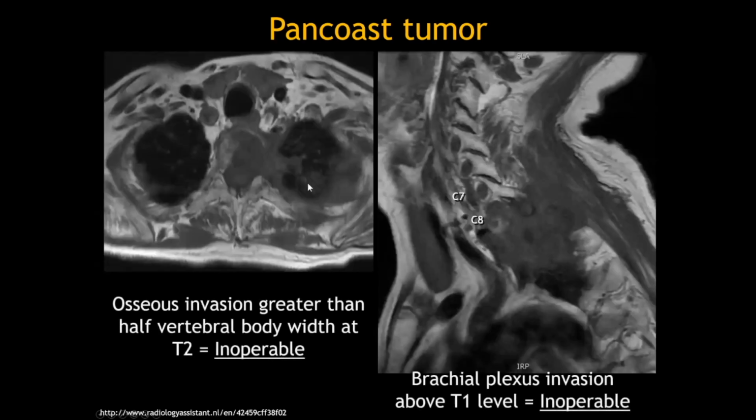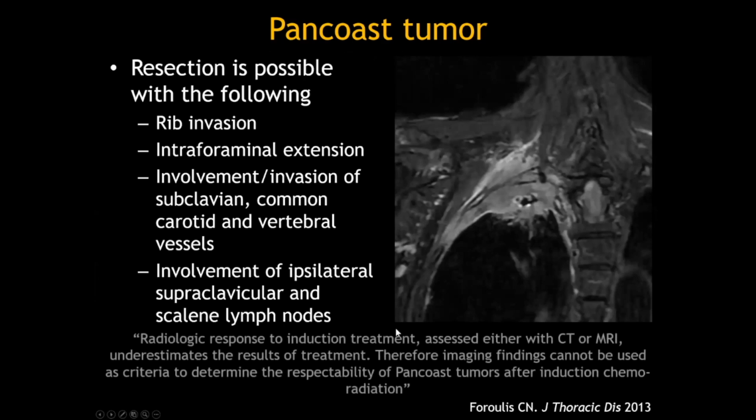Here's another example of an unresectable case, this one involving more than half of the width of the vertebral body. So if it meets that criteria, then this is unresectable. If it's less than half, then it could be resectable. Here's another one that's inoperable. You can actually see it goes above the level of the C8 nerve root, so therefore unresectable.